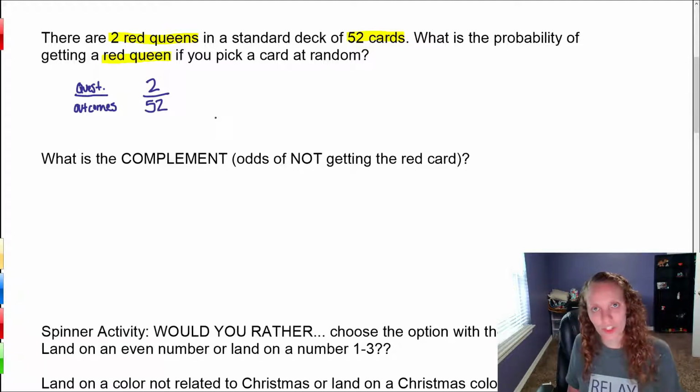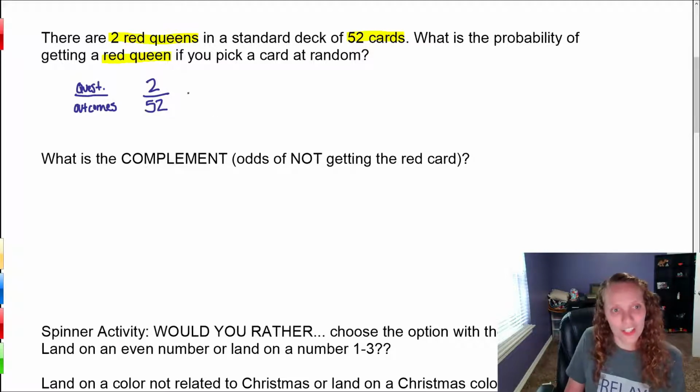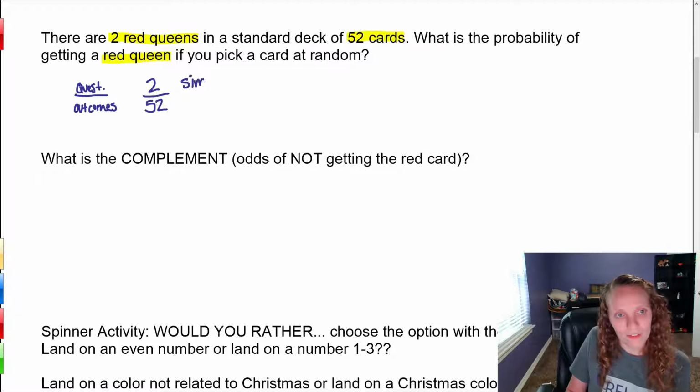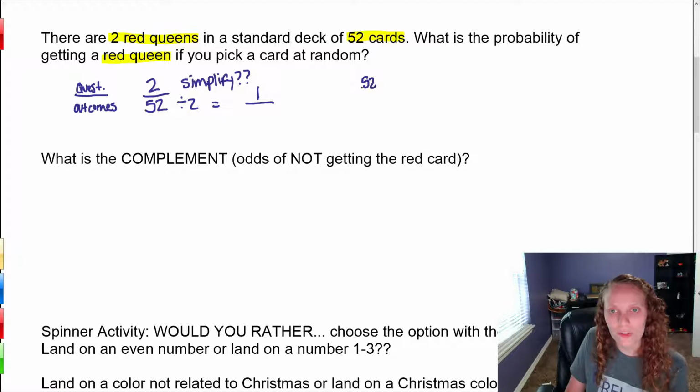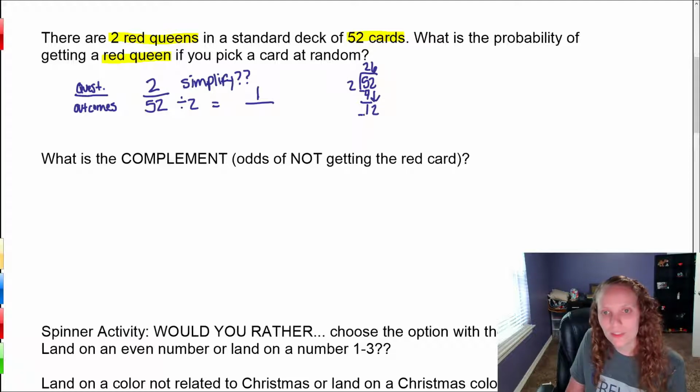Now, if this were a test question, I almost guarantee you're not going to find that answer there. You always need to check, can we simplify? We can. Both of these numbers are even. They both end with a 2, so I know that I can divide by 2 on each one. 2 divided by 2 is 1. And then we're going to do 52 divided by 2. 2 goes into 5 twice. Minus 4 is 1. Bring down the 2. 2 goes into 12 6 times.